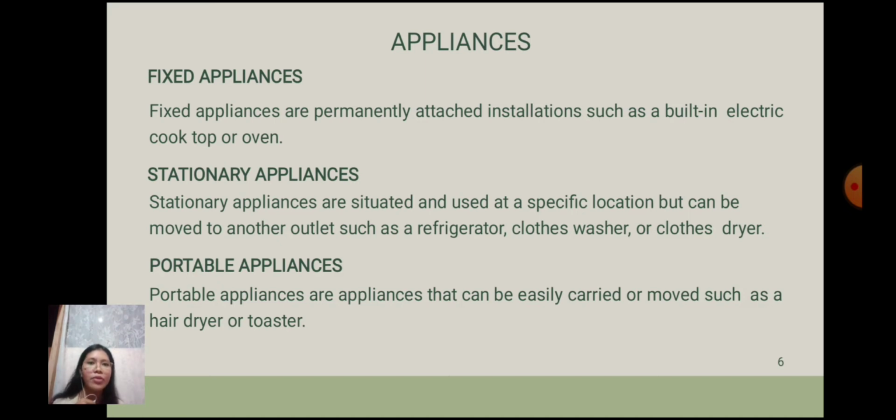And then we have the portable appliances, which are appliances that can be carried or moved, such as a hair dryer or toaster. Ito naman yung mga appliances that you can easily carry or pwede mong dalhin kahit saan because it is maliliit lang and portable.